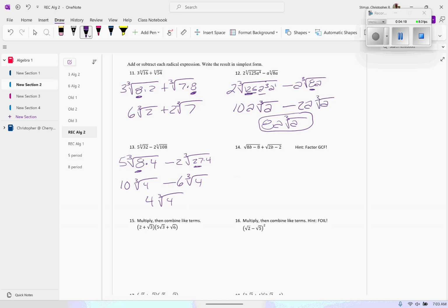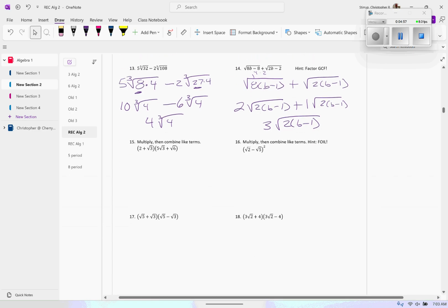Let's factor on this one first. Okay, let's see. I'm going to factor this. That's going to be b minus 1 plus root 2b minus 1. Okay, so I'm going to break 8 down to 4 and 2. Square root of 4 is 2, and then I'm left behind all the rest. This one is same thing as 1, 2b minus 1. So 2 plus 1 is 3, and then I get 3 square root of b minus 1.